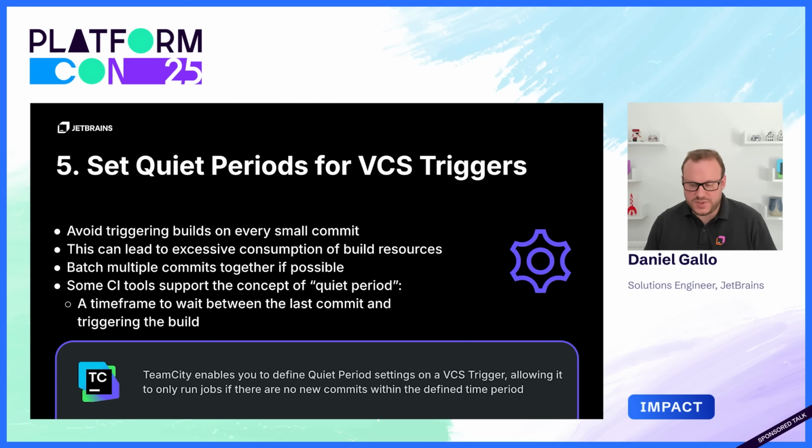In TeamCity specifically, we enable you to define what we call a quiet period on a version control trigger, and this allows you to do the exact thing. So you can only run jobs if there are no new commits within a certain defined time period.